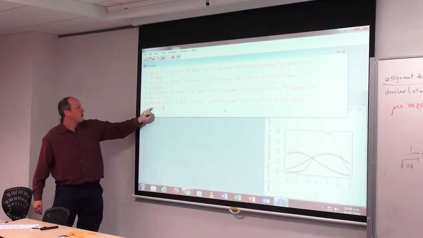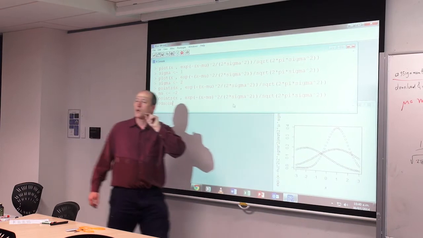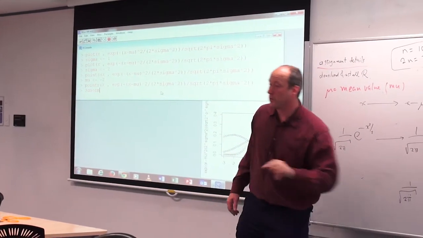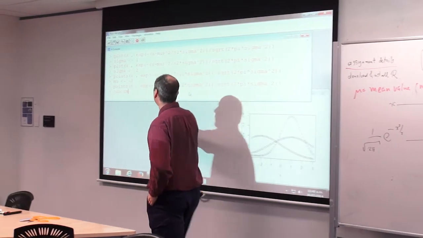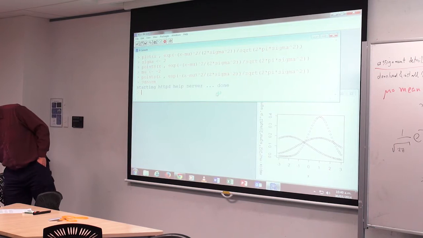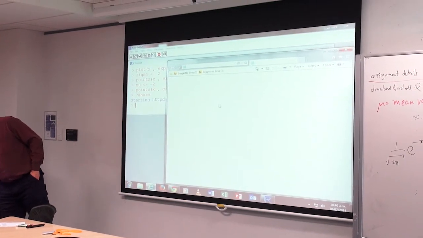R can do dnorm in the same way that we've got dbinom, we've got pbinom, we've got rbinom, and we've got qbinom, which is on the screencast. We've also got a sequence of normal variables or Gaussian variables. Just give it a minute to fire up.